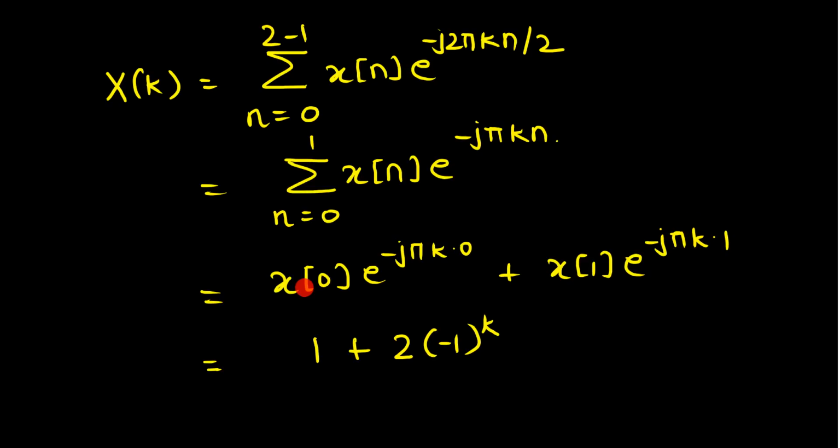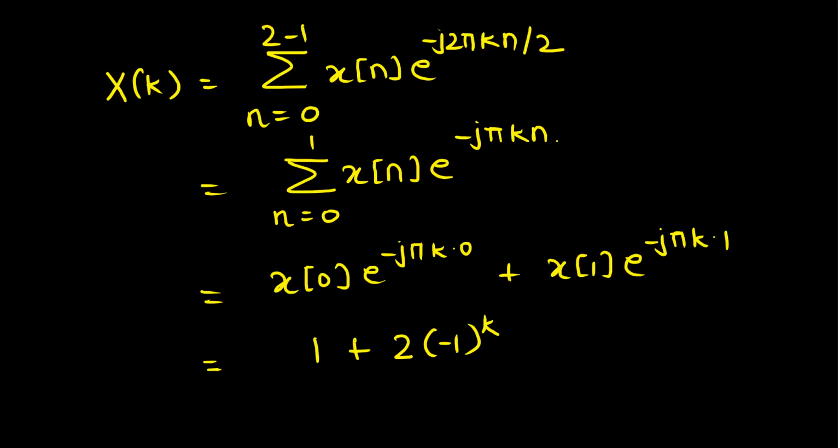And now if we observe here carefully, when we are finding the DFT of the signal, we are just considering the two values, that is x of 0 and x of 1. But the values of the signal that are present at n equal to 2 and n equal to 3 are completely ignored.